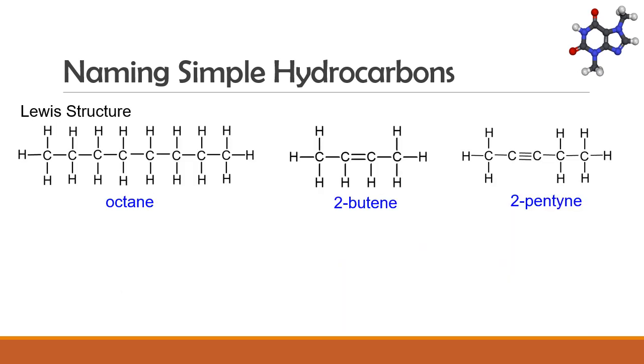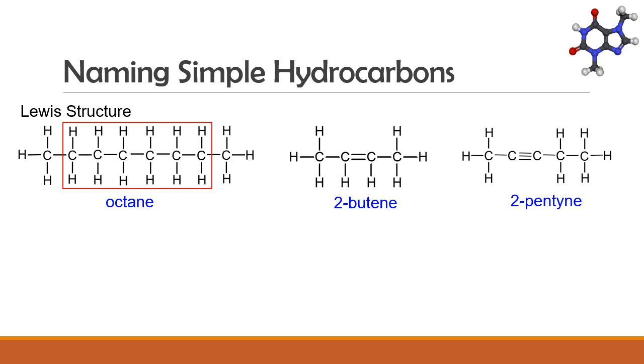Here are examples of alkanes, alkenes, and alkynes. Octane has 8 carbons. Butene has 4 carbons and is an alkene because it has a double bond. Pentyne is an alkyne with 5 carbons and a triple bond. Remember our condensed molecular formula? The CH3 refers to these two sections at the beginning and end of the molecule, and the CH2 refers to the inner carbon-hydrogen bonds. So for octane, there are 6 inner CH2 bonds.